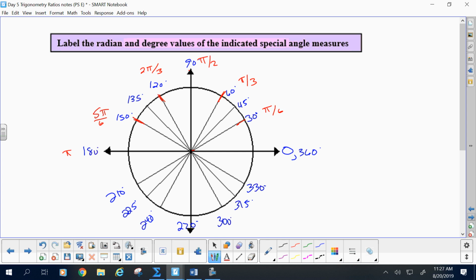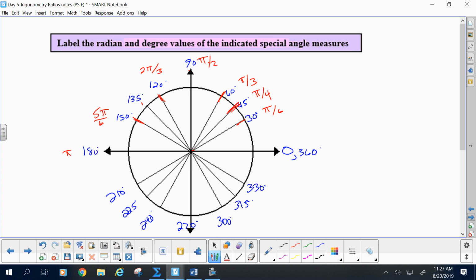Another way to do it is just to take each one and count out how many. So 45 degrees, for example. Let's do 45 degrees. How many pi over 4s is that? 1 pi over 4, 2 pi over 4. What about 135?